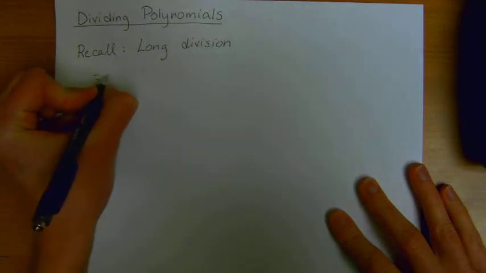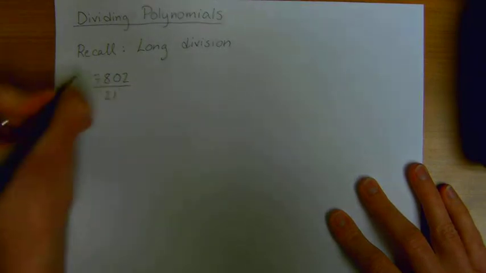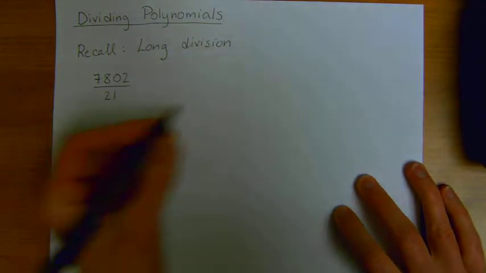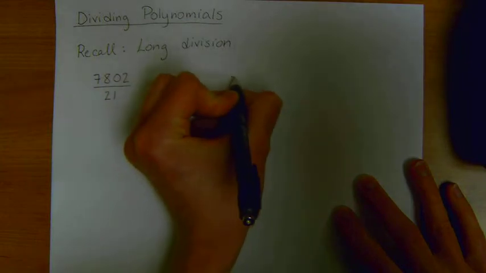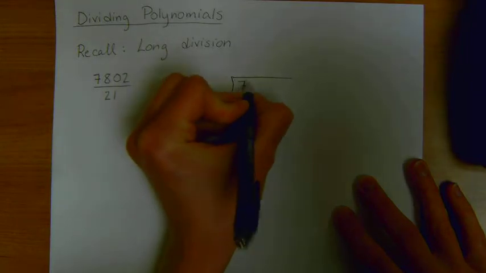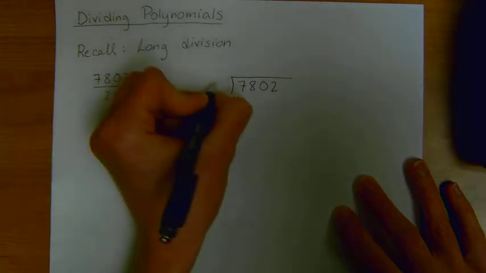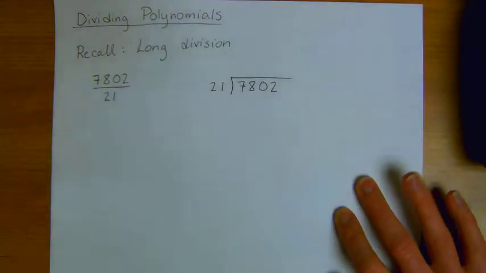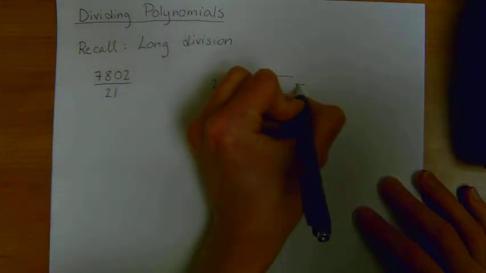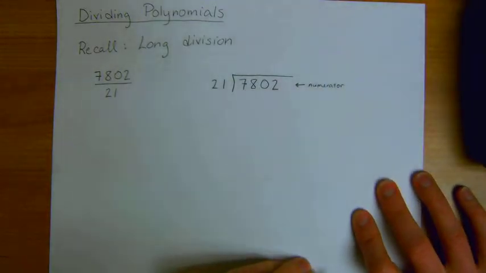Suppose that I was looking to divide 7,802 by the number 21. For our standard long division algorithm, in the US at least, we set the problem up with the numerator, the number that's being divided, under this radical bar, and then the number that we're dividing by goes out front. It's important to remind ourselves, so maybe I can even write that this number is the numerator. And then we proceed with long division.